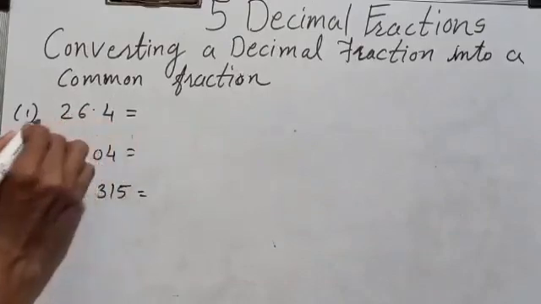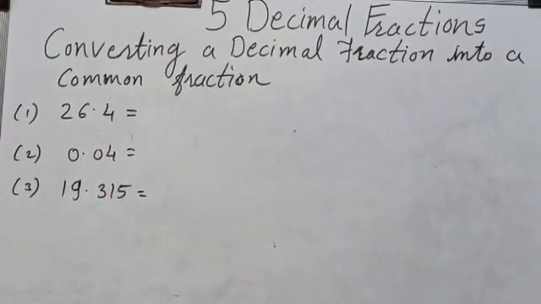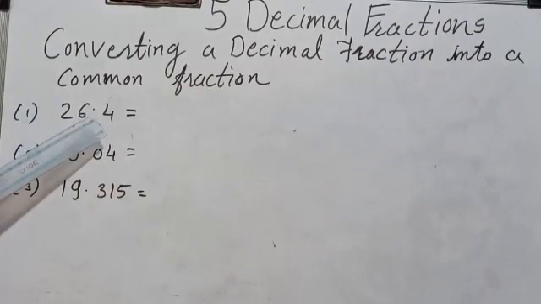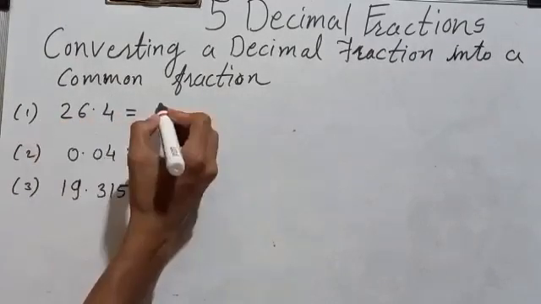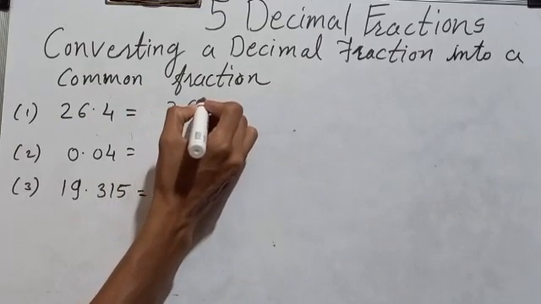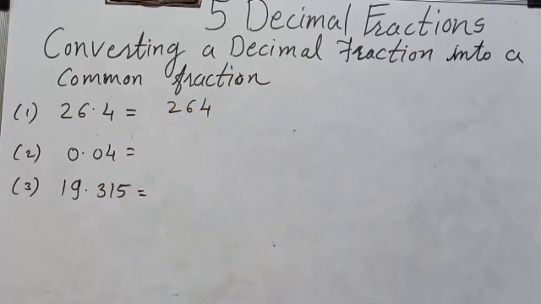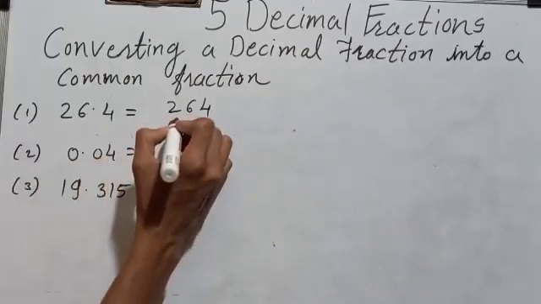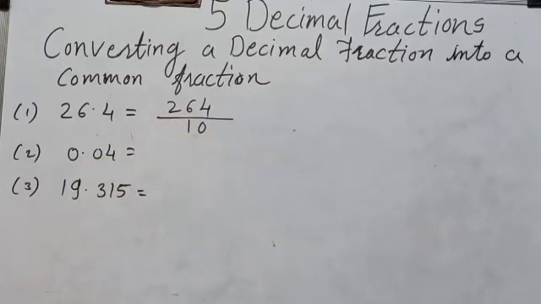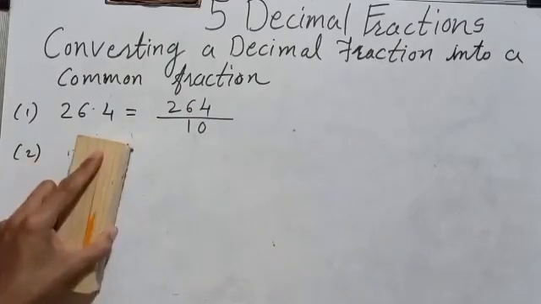Now here, first example: 26.4. In this example, what we have to do is just count how many digits are there after the decimal point. Here after the decimal point there is only one digit. So the denominator will be 10. Now what we have to do? Just remove the decimal point and write the number as it is, meaning 264, and the denominator will come 10. Okay. So this is all about the first example.